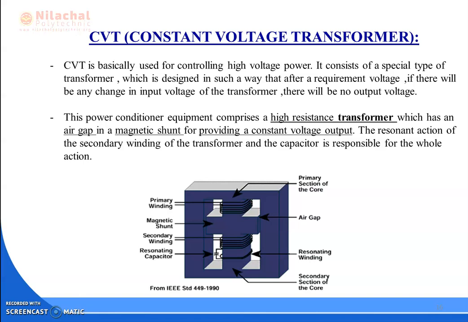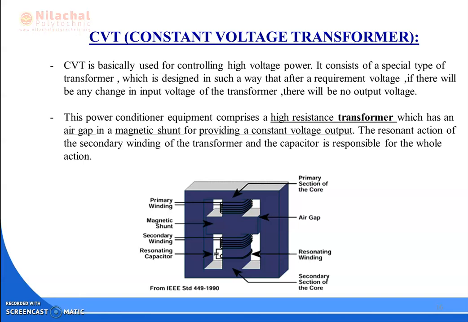In our previous slides, we have already discussed the power conditioning devices, how the devices condition the incoming AC current, and how we get a backup if the current is off. We have discussed UPS and types of UPS. In our current slide, we will be discussing another power conditioning device, that is CVT. So let's start.